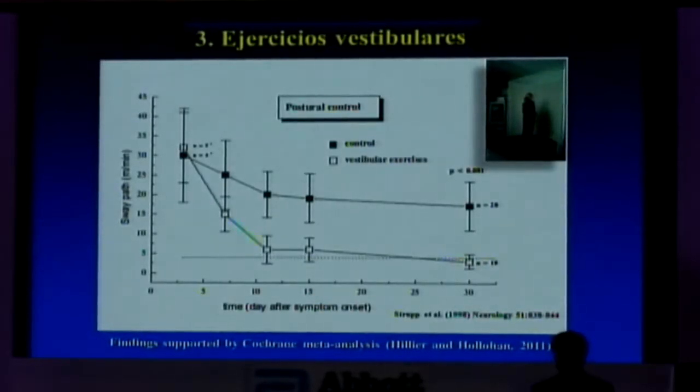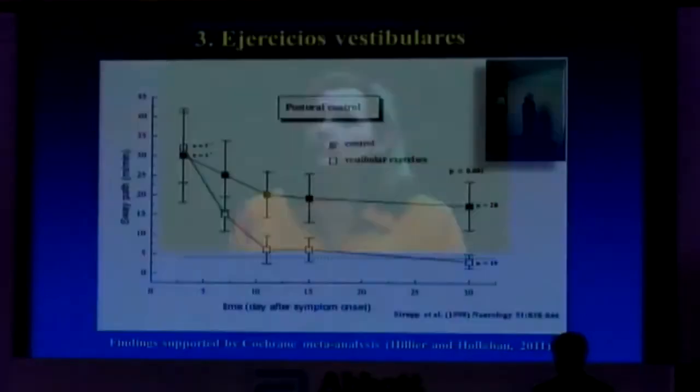And finally, vestibular exercises. We also published a controlled trial on that. We measured postural imbalance by posturography. There was a control group and a treatment group. Patients received vestibular exercises for 30 days, 30 minutes 3 times per day. In the treatment group, you see here that sway path values are significantly lower. So vestibular exercises are effective indeed in acute vestibular neuritis.